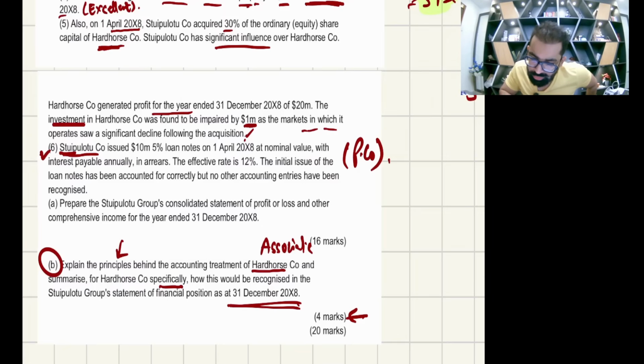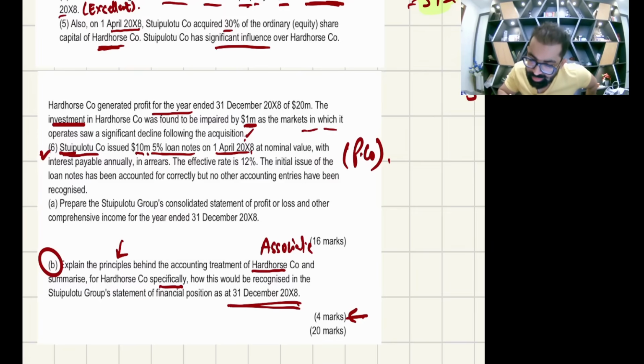ST company issued 10 million. Issued means the company has taken a loan. There are two statements: issue of loan notes means you have taken a loan, and investment in loan notes means you have given a loan. This time we have taken a loan. It's a liability, and against the liability we need to book interest expense. ST company issued 10 million 5%. This is the coupon rate. Hope you remember IFRS 9, my lectures.